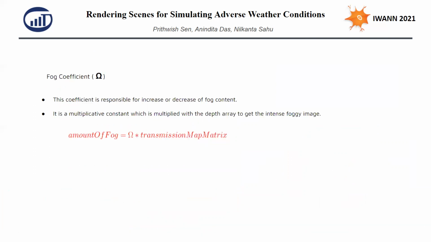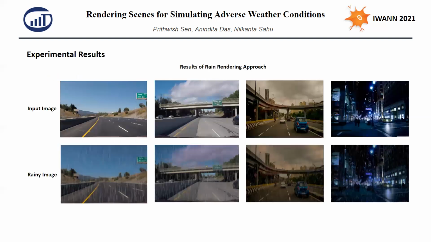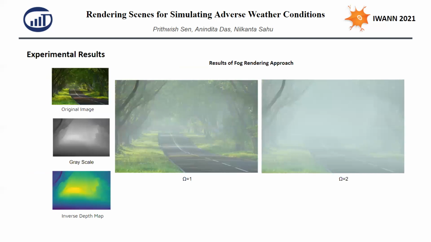Also, to define user controlled amount of fog, we say that it is fog coefficient or omega, to increase or decrease the amount of fog. Some of the experimental results of rain rendering with different illuminations are shown, and also some foggy results are shown with different fog coefficient.